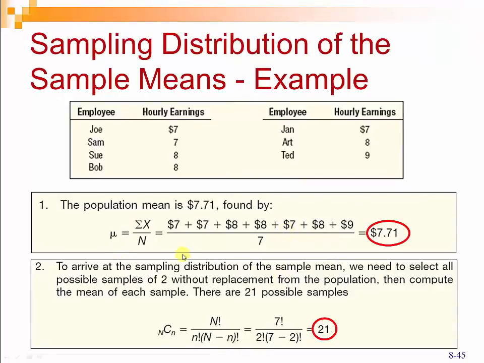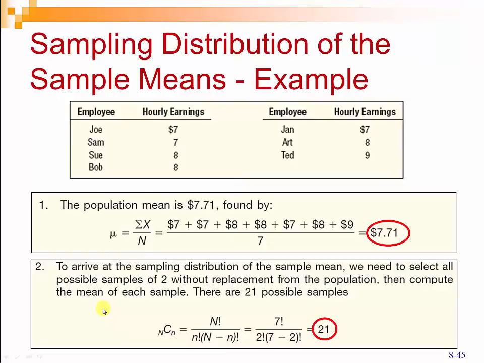We determined the possible number of combinations of samples that we could have, and we use this formula here, which is also in your book, and we're not going to go over that. Just realize that you can plug in the values, and this is n factorial divided by n factorial times N minus n factorial. So it comes out to 21 possible samples.